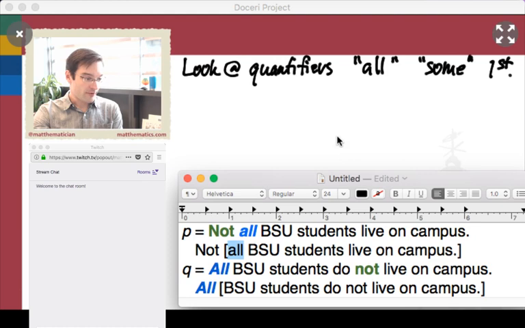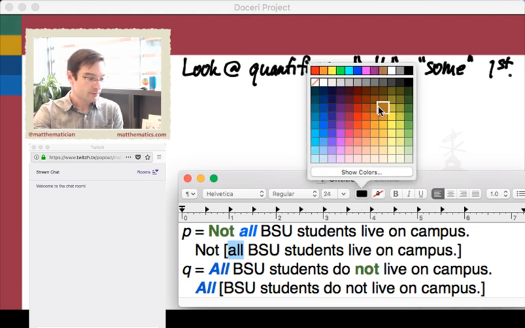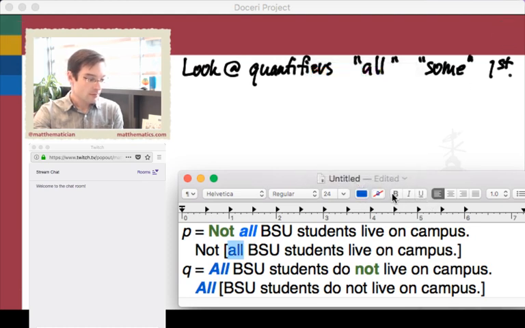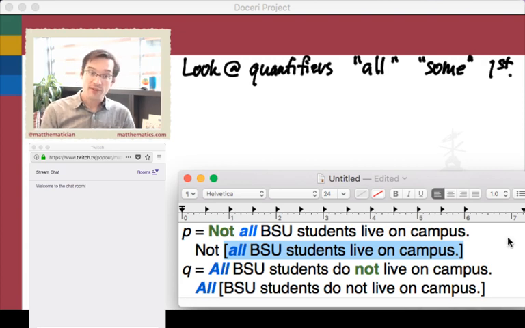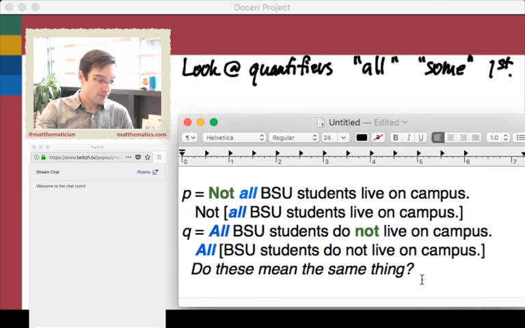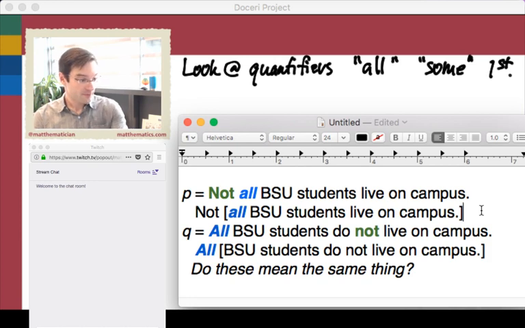And so here's my quantifier here in the middle. Right. And so if I'm understanding this proposition, then I'm making a universal claim, all BSU students live on campus, and asking whether or not that statement is false. Right? So I hope what's emerging is a picture of difference between these two statements. Let's make a little bit more room so I can write a couple more things.